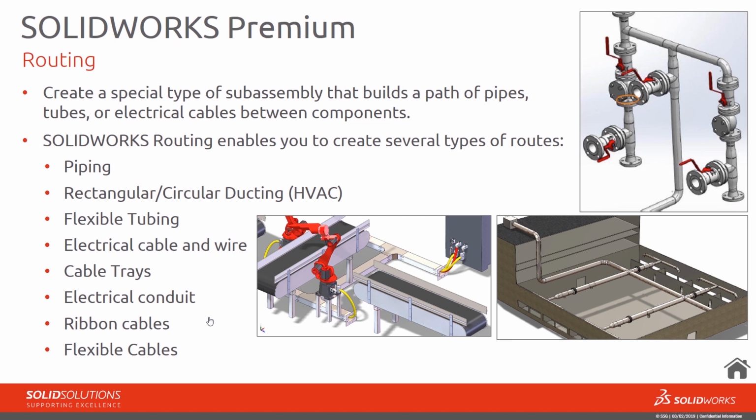So with this, we can literally say, look, I want to go from this piece of equipment over to that piece of equipment over there, and it will work out kind of automatic routes. And we can specify things like standard lengths of things. But it's just a way of automating that function, because obviously if you're doing this all the time, they can be very, very time consuming. So instead of doing it manually, we can actually just do it using this routing functionality. And as you can see there, we've got the ability to use piping, HVAC, so rectangular and circular ducting, flexible tubing, cable trays, ribbon cables, electrical conduit, flexible cables.